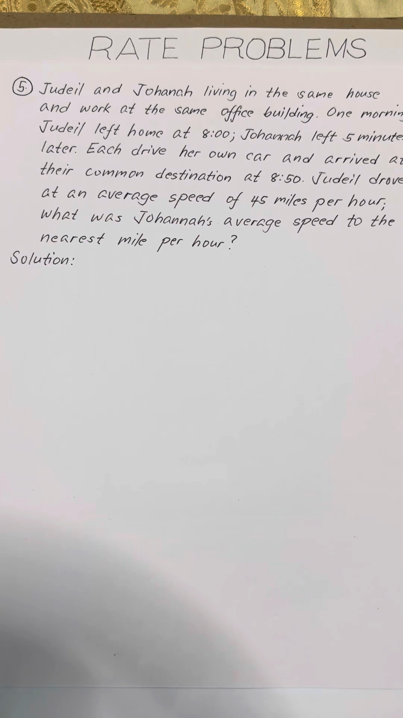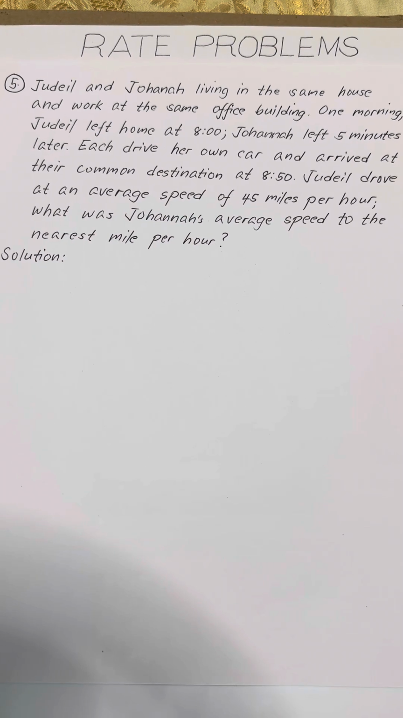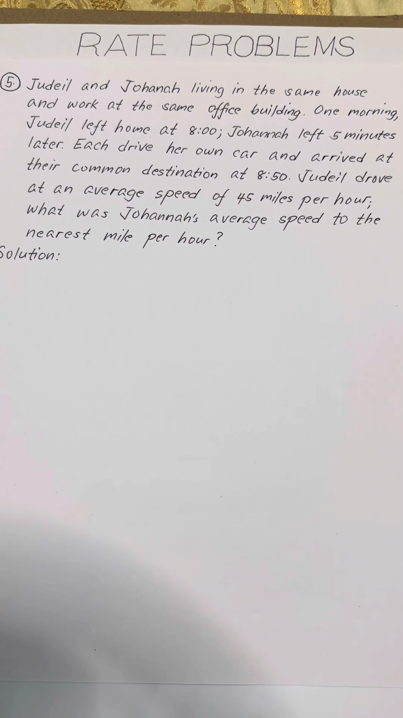So let us solve this fifth problem of our topic about rate problems in algebra. So the problem says Judel and Johanna live in the same house and work at the same office building. One morning, Judel left home at 8. Johanna left 5 minutes later. Each drove her own car and arrived at their common destination at 8:50.